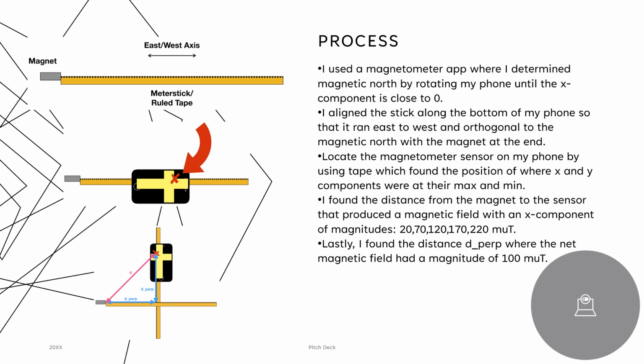I located the magnetometer sensor on my phone by using tape, which found the position of where the x and y components were at their max and min. I then found the distance from the magnet to the sensor that produced a magnetic field with an x component of magnitudes 20, 70, 120, 170, and 220 microteslas. Lastly, I found the perpendicular distance d where the net magnetic field was 100 microteslas.